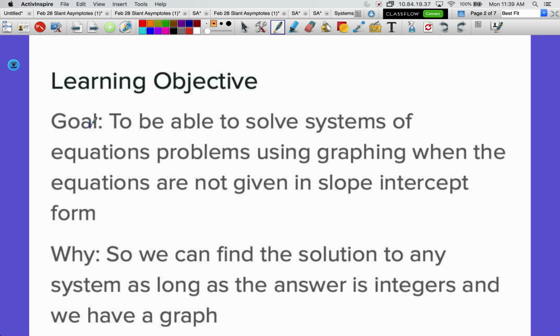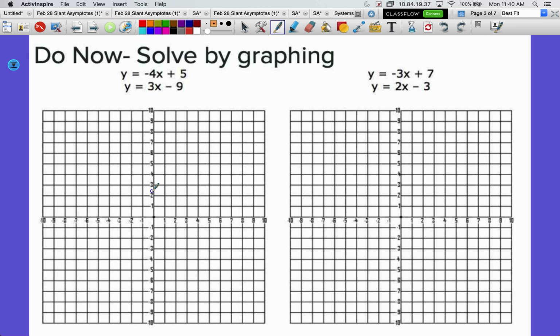Why are we doing this? So we can find the solution to any system as long as the answer is integers and we have a graph. One of the limitations here is if you do graph them and they don't intersect exactly at a Cartesian point, if you want to be very precise, we have to go with one of our algebraic methods. You could give a rounded answer with a fair degree of precision, but if you wanted to get it to the exact decimal, then you have to use an algebraic method. But as long as our answer is one of those intersections on a graph, we should be able to find it using this method, regardless of how the equations start, because we know how to convert our equations into slope-intercept form.